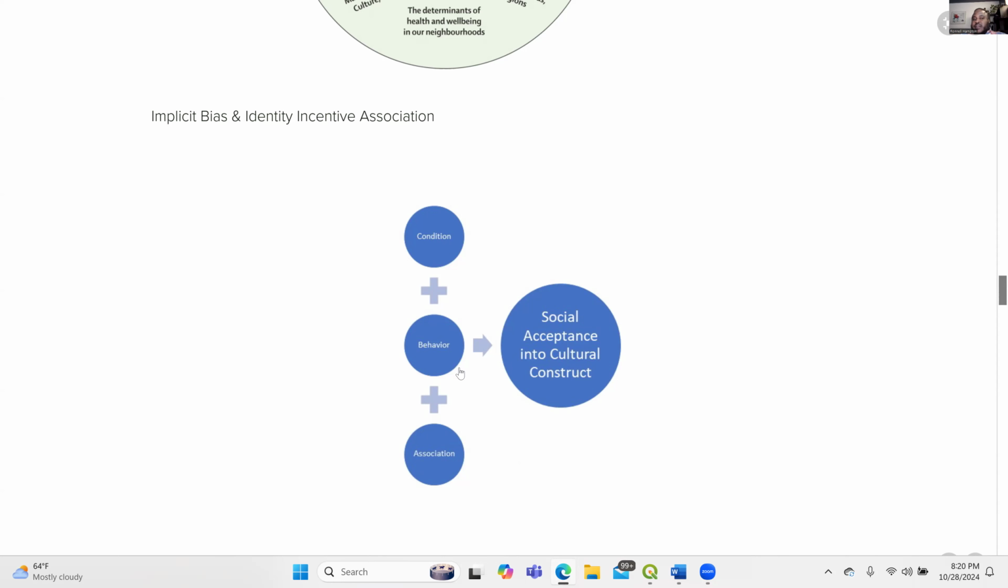We police each other into those practices, and we assess each other based off of our condition, our behavior, and association. But that doesn't always have to be the case. There's oftentimes subcultures that are created where the social construct is created by things as frivolous as whether or not you have an Android or an iPhone, right?